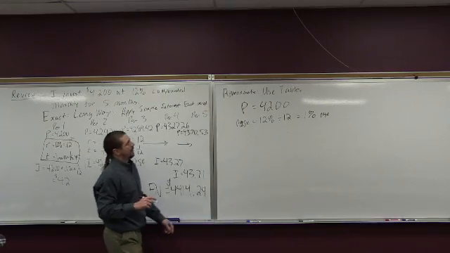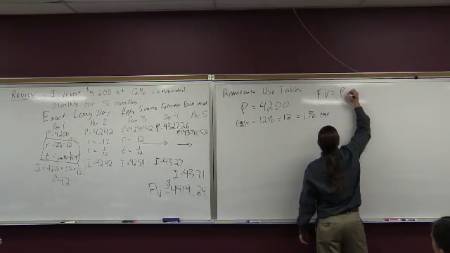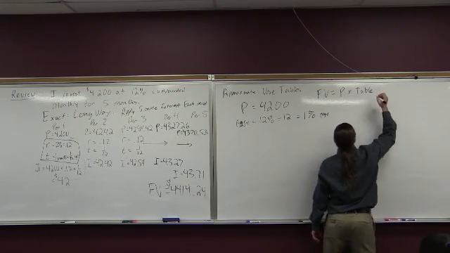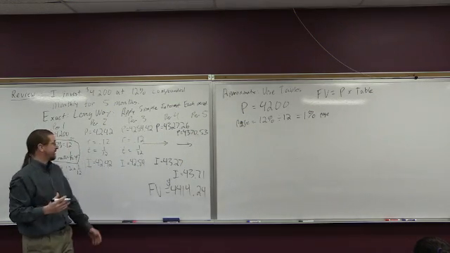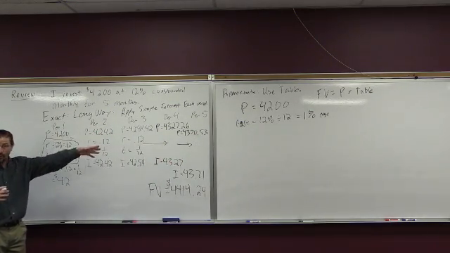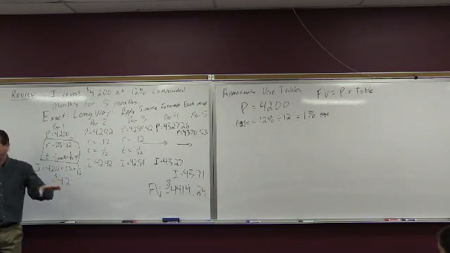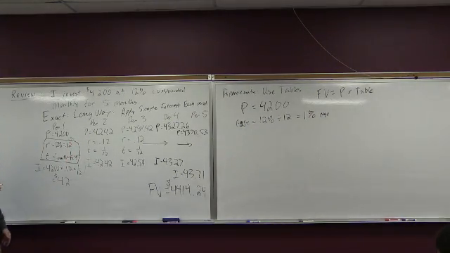So the key is remembering that our future value is just the principal times the table entry, right? So that's how we simplify this. Instead of having to do all of this, all we have to do is find the one table entry and do one multiplication once. We're done. All right?